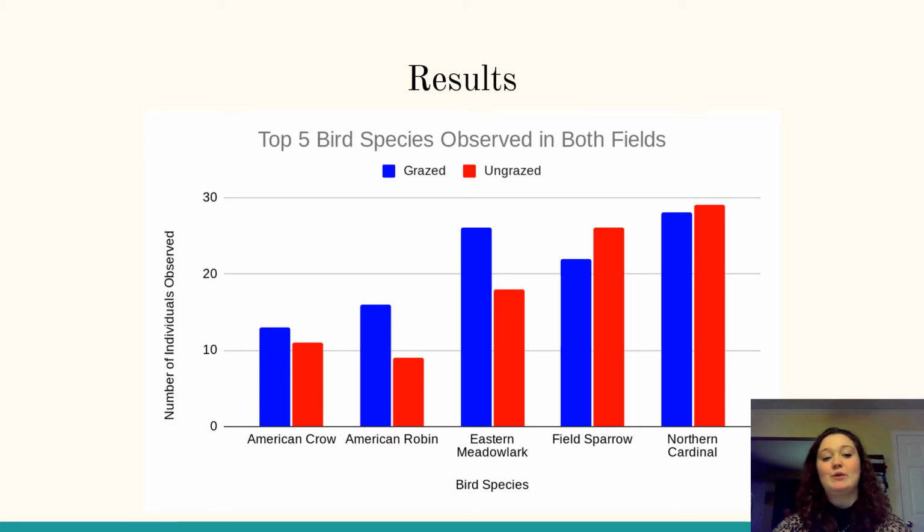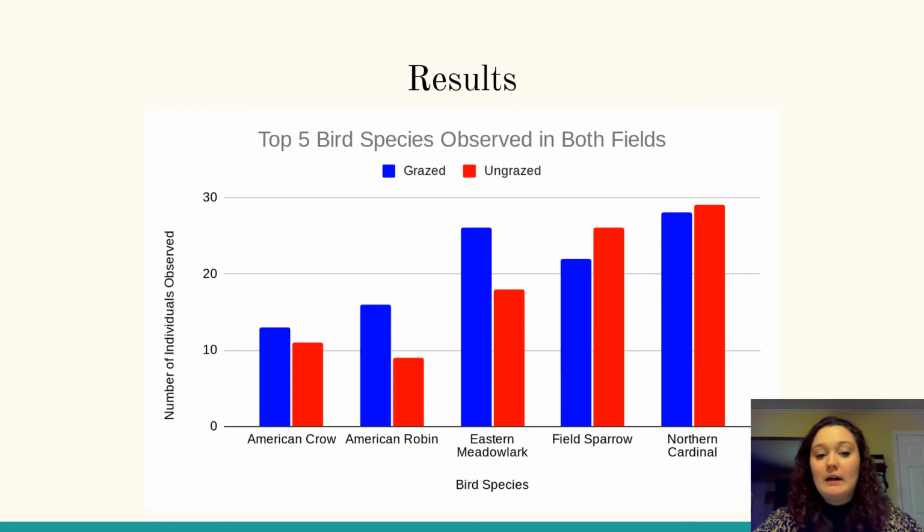Okay, for the second half of the results, we're going to be looking at the top 5 bird species observed in both fields. Now again, grazed is going to be in blue and ungrazed is going to be in red. Along the x-axis we have the bird species, and along the y-axis we have the numbers of individuals observed. This would be the American crow, American robin, eastern meadowlark, field sparrow, and northern cardinal. Northern cardinal, field sparrow, eastern meadowlark, and American robin could be classified as seed-eating birds, and American crow could be classified as a scavenging bird. All these birds are common for the Midwestern states.